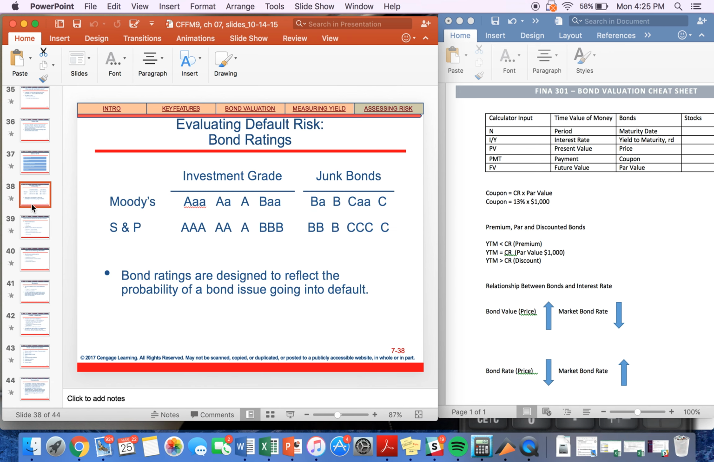So we have two different rating agencies. We have Moody's and we have Standard & Poor's, or S&P. You've probably heard of them. The bond rating agencies were created to do all of the financial research, everything that you need to know about the bonds. As an investor, you can just use the rating and invest. A financial analyst on the back end has done all the hard work for you and put together this nice rating scale. And the bond ratings are designed to reflect the probability of a bond issue going into default. So they're designed to predict the likelihood of a company going into bankruptcy is essentially what that's saying.